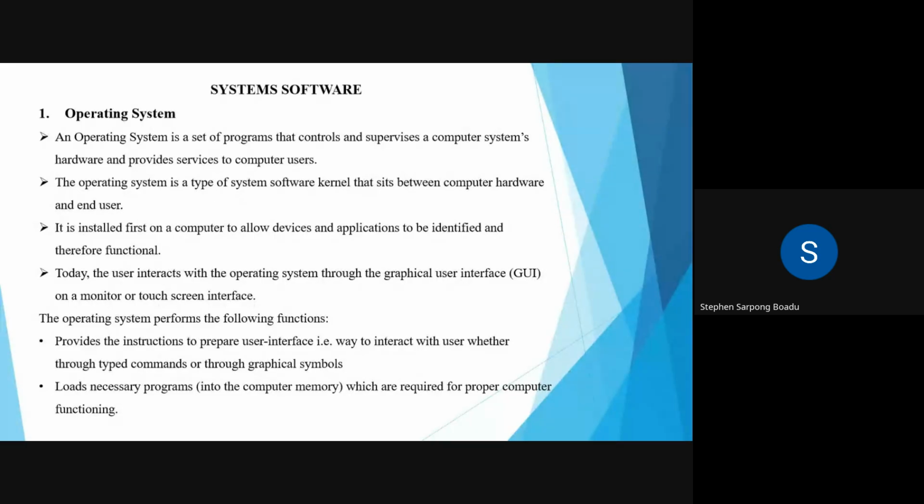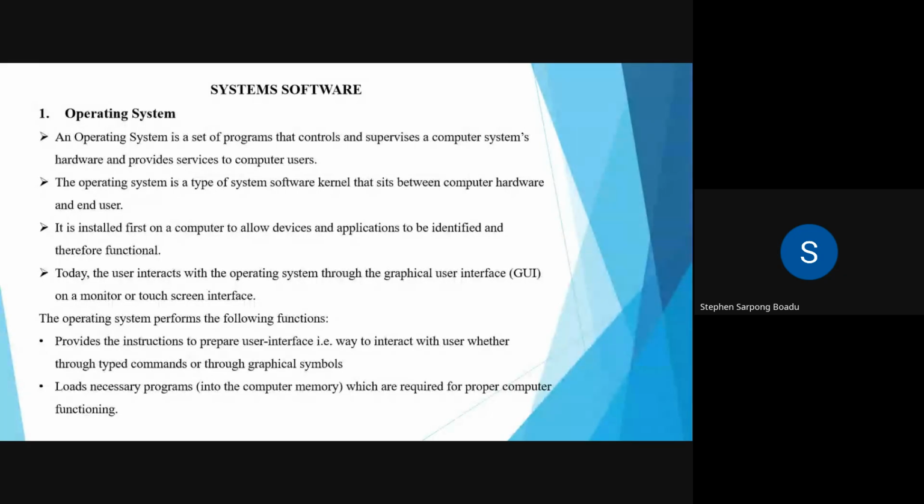So now we are going to talk about system software, right? I think last week we covered system software and application software. So this week we are going to take the system software and see what it is. The first system software we're talking about is the operating system. I'm sure most of you have heard of operating system, but when we say an operating system, what is it?